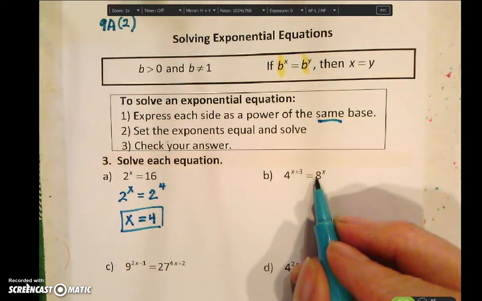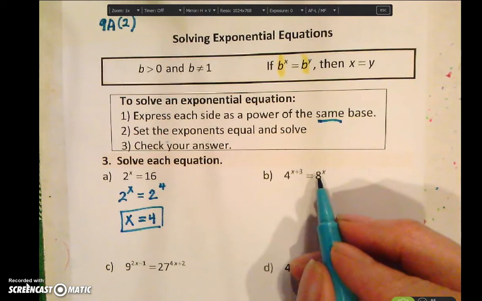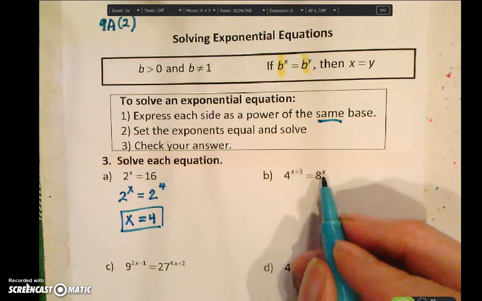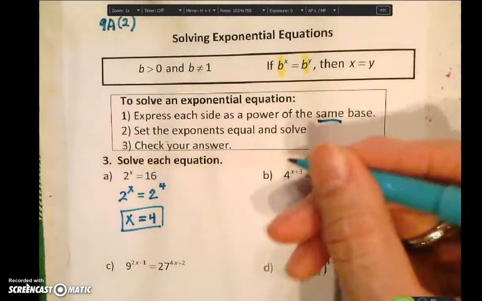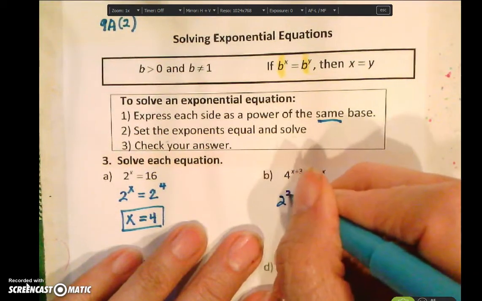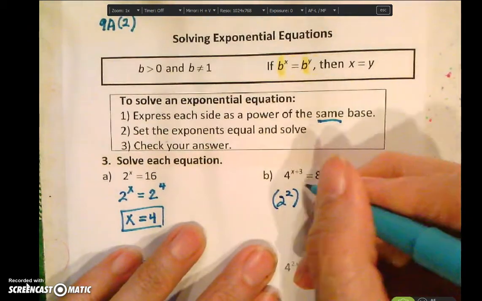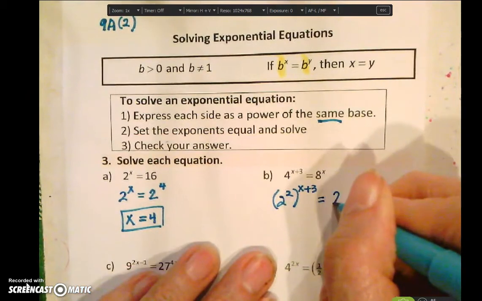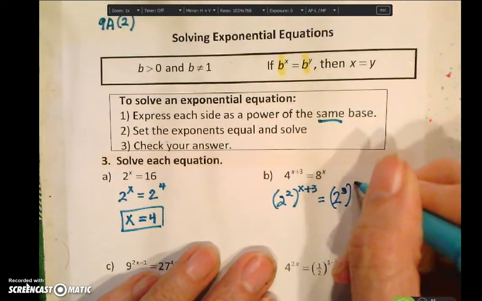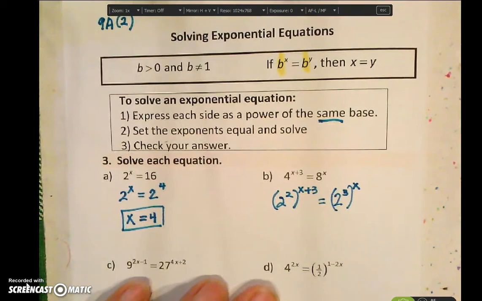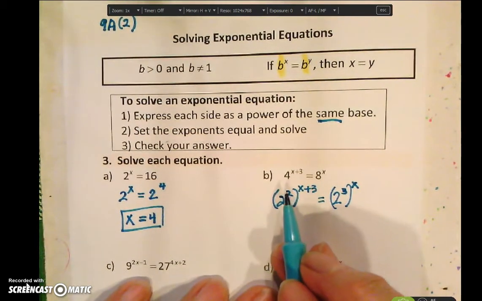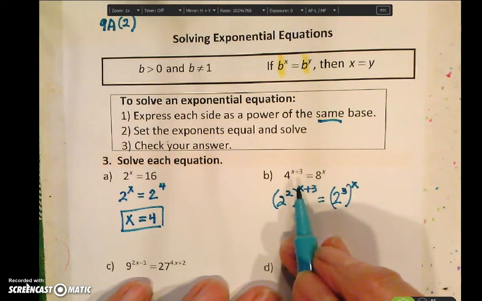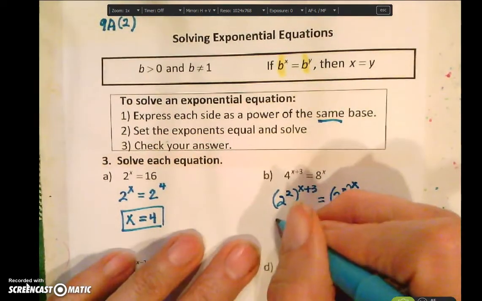Here I have a 4 and an 8. It's not quite as simple this time. I can't write 8 as 4 to a power, but I can write both of these as a power of 2. So 4 is equal to 2 squared. I'm going to substitute that, and then I have it raised to the x plus 3. 8 is equal to 2 cubed, and it's raised to the x power. And Power Man tells us that if we have a power to a power, we're going to multiply our exponents. So then I'm going to have 2.